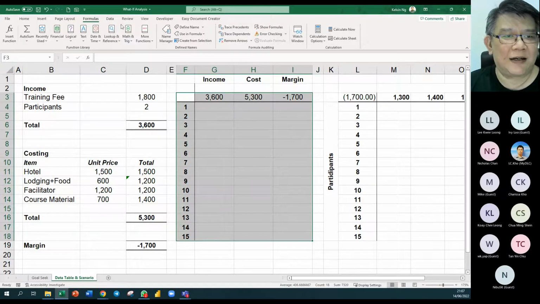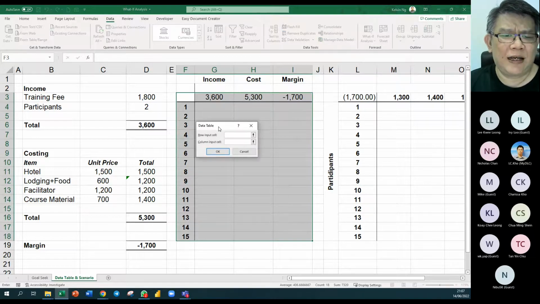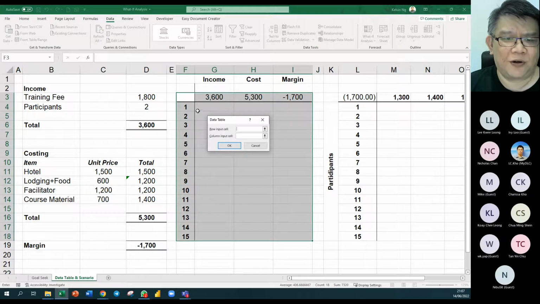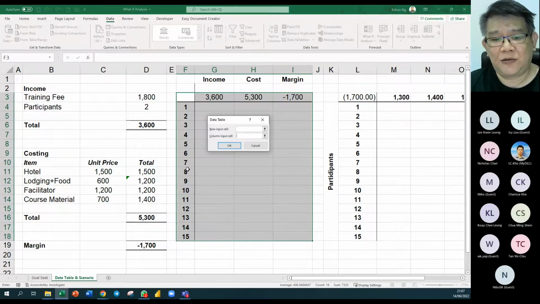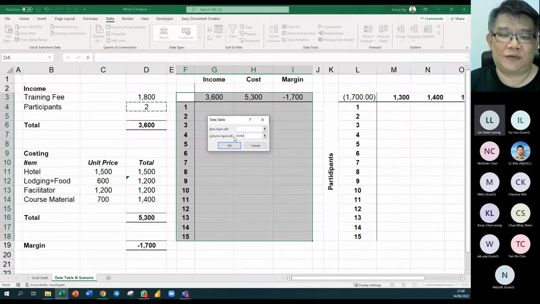So let's do that again. Under Data, What-If Analysis, Data Table. So they are asking for row input, but I don't have any variables for row. I only have column input. So I click column input. You can ignore the row input. Just go to the column input. So this column 1 to 15 is basically the number that you replace D for.